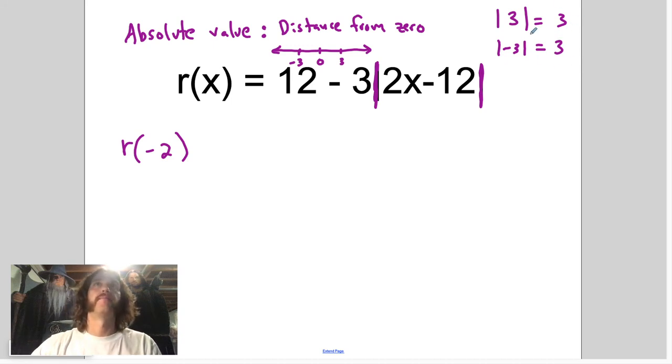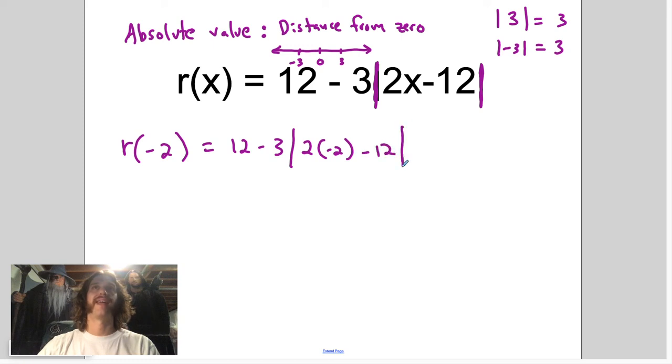So yeah, the distance is 3. They're 3 away. All right, so let's figure out what r of negative 2 is. So we would do 12 minus 3, and then here we're going to go 2 times negative 2 minus 12 in absolute value. Okay, 12 minus 3. So what you do, you guys are familiar with PEMDAS: parentheses, exponent, multiplication, division, addition, subtraction. You may have heard of GEMDAS too, where the parentheses actually stands for grouping. So any sort of grouping, like brackets or parentheses, you do inside those first before you do anything else. So that's what we're going to do.